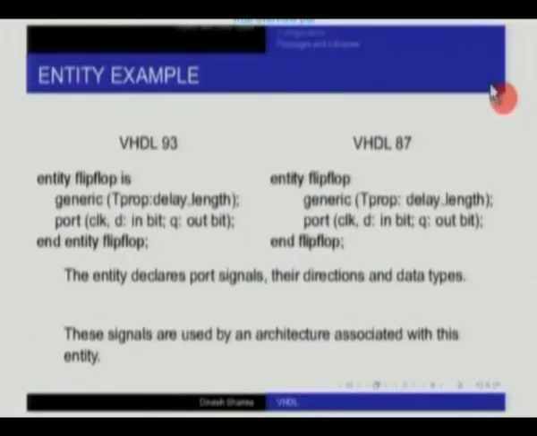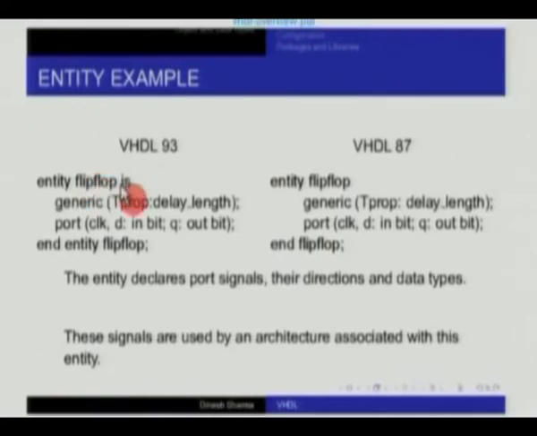Here is an example of an entity. Entity flip-flop is, so the name is flip-flop. So entity flip-flop is generic t-prop delay length. That means I am going to declare a generic called t-prop, propagation delay, and its type is delay length, which I would have declared earlier, which is of type time.